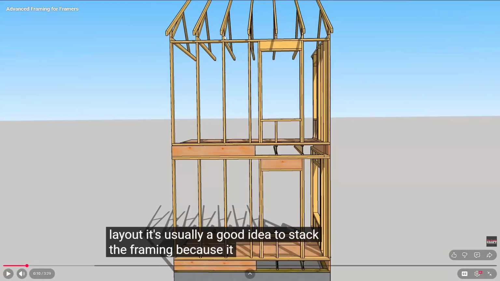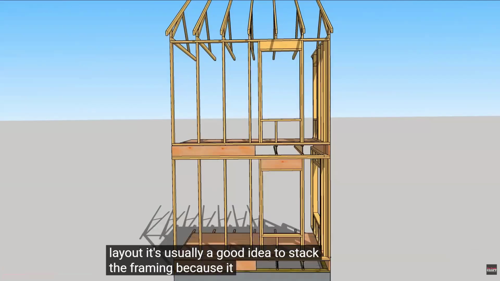Now, the problem with pure advanced framing is your trusses have to line up on your floor joists, which have to line up with your stud below it, because that single top plate is not strong enough if your trusses don't fall directly on a truss. So I would never recommend somebody use pure advanced framing with a single top plate because it's too complicated to get all that framing to line up.